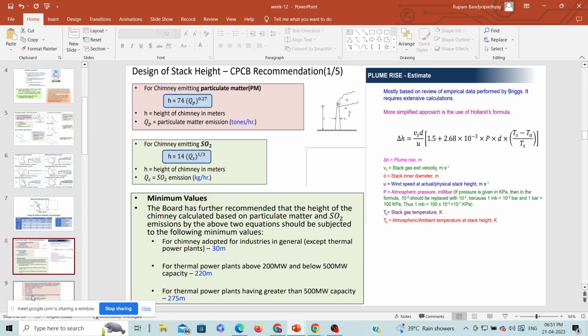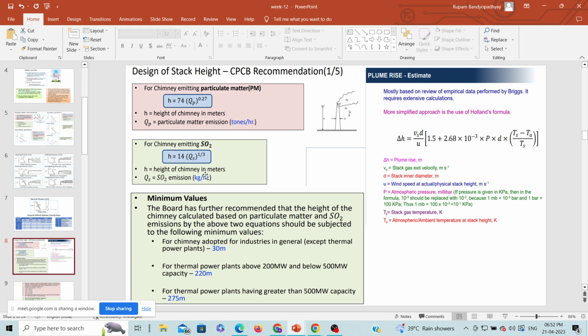Okay, so next is design of stack height. For particulate matter, this was the equation. Remember one thing, this QP is in tons per hour. If it is given in any other unit, you have to convert it into tons per hour. And for sulfur dioxide, this is the equation, and in this case it is not tons per hour; it is in kg per hour.